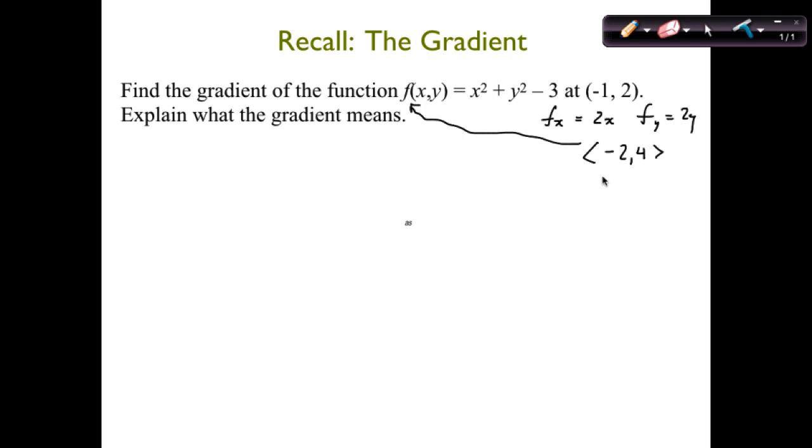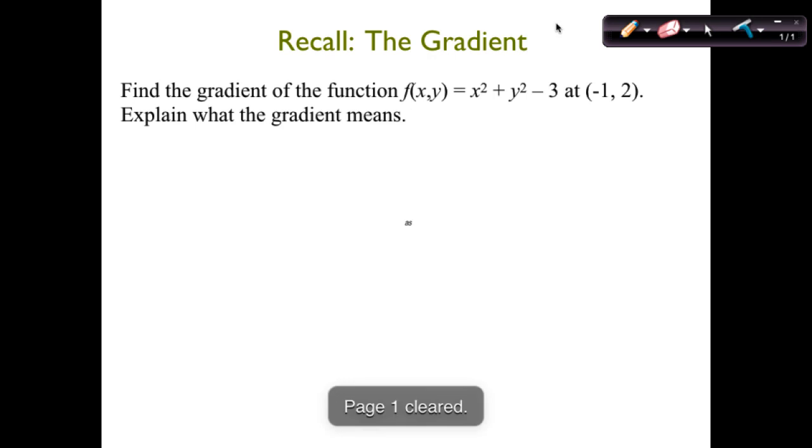Yeah. So this is direction, and the magnitude would be what, root 20? So your rate of change would be root 20 in the direction of negative 2, 4. Okay? So that's review.